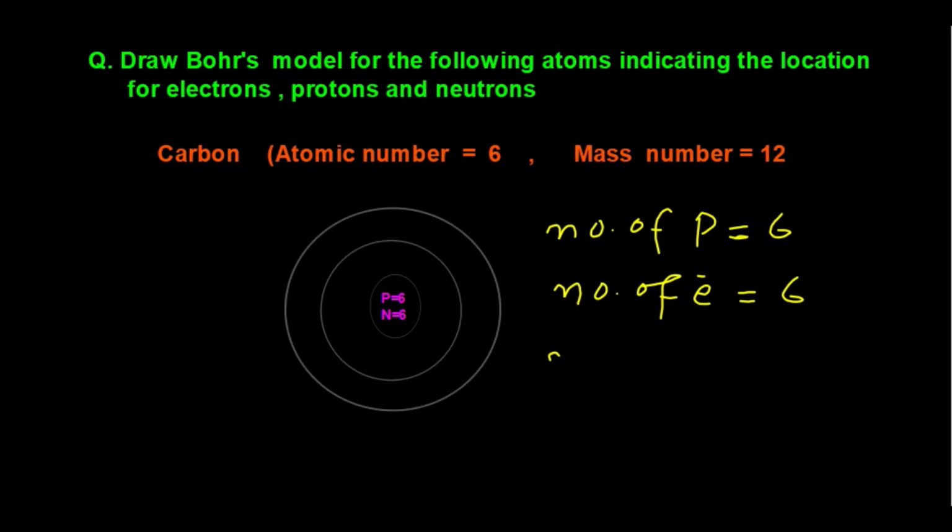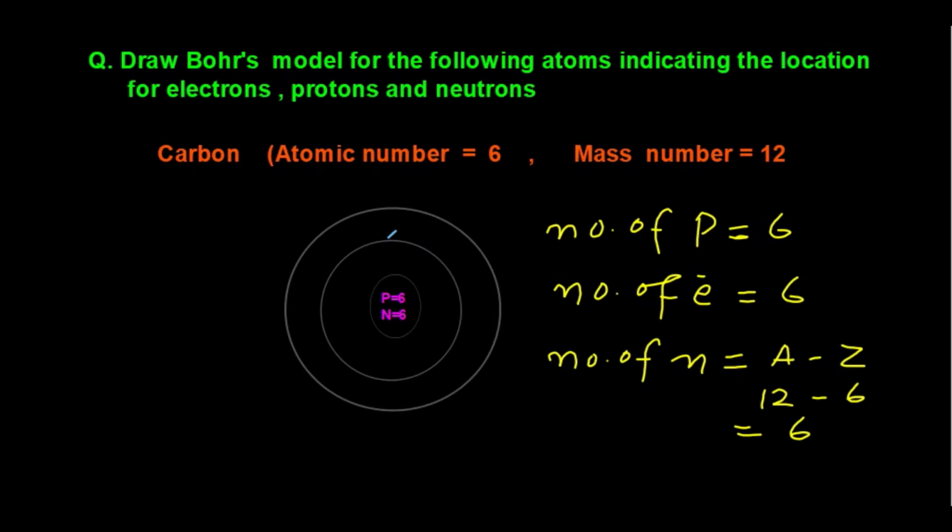So we can calculate number of neutrons using the formula A minus Z. A is the mass number. The value of mass number is 12 while the value of atomic number is 6. 12 minus 6 is equal to 6. So how many neutrons are present in carbon? There are 6 neutrons. Now we will write these number of electrons in carbon. Number of electrons are 6.